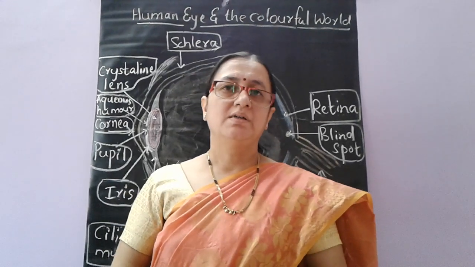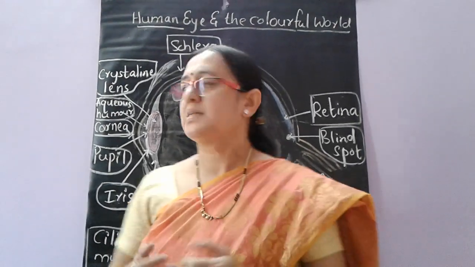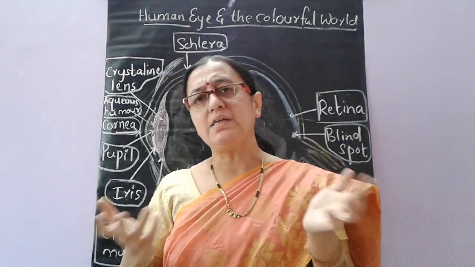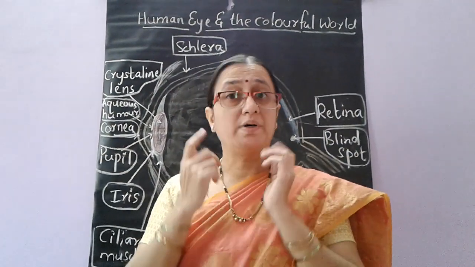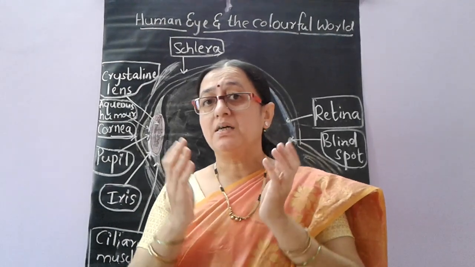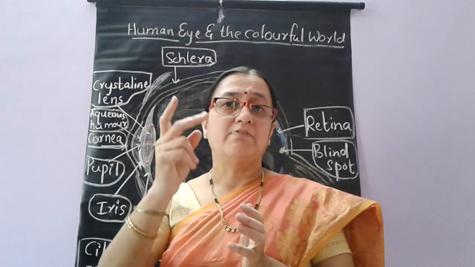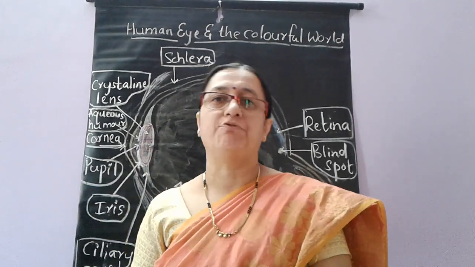Good morning, children. We are starting with the lesson Human Eye and the Colorful World. How do we see different things around us? Through our eyes. But our eyes can visualize these things mainly with the two properties of light. One is reflection of light and the other is refraction of light.